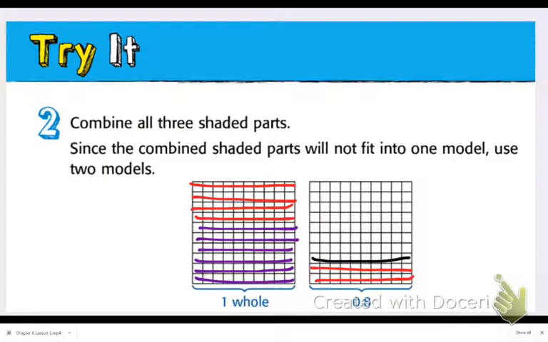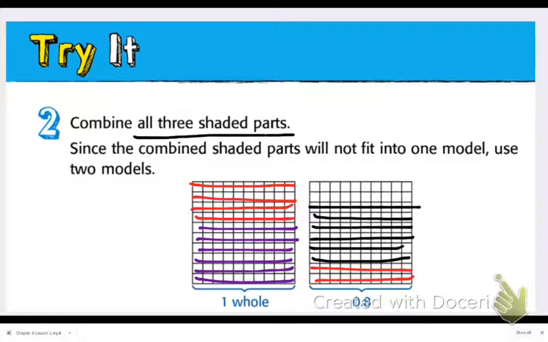But remember, the problem said I have 3 of them. So I'm going to do my last one. 1, 2, 3 tenths, 4 tenths, 5 tenths, 6 tenths. So I combine all 3 shaded parts. They won't fit in one model, so I needed to use 2 so that I can combine what I have. So I have 6/10ths times 3, or 3 of them.